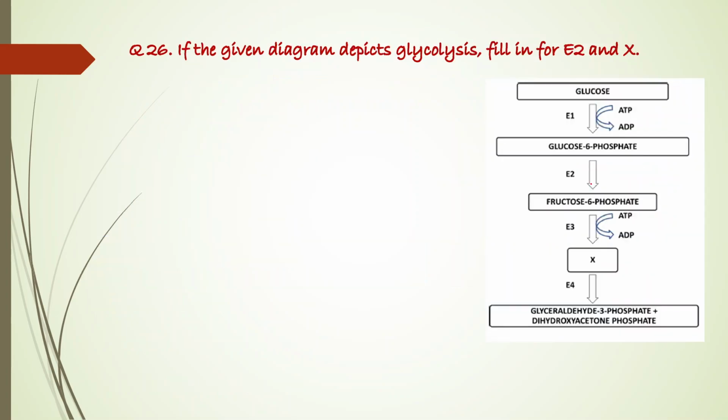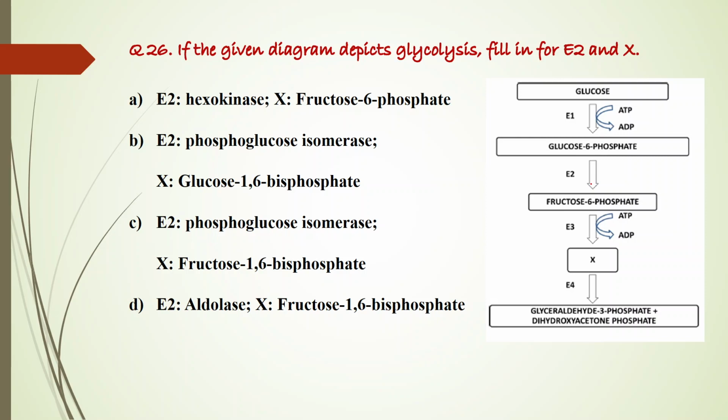Okay, let us move to the next one. Okay, so we have this diagram. In this diagram, half of the glycolysis is actually shown here, from glucose to glucose 6-phosphate, followed by fructose 6-phosphate, followed by some compound termed as X, followed by the formation of glyceraldehyde 3-phosphate and dihydroxyacetone phosphate. So what do we have here? We need to identify our E2, this one, and X.